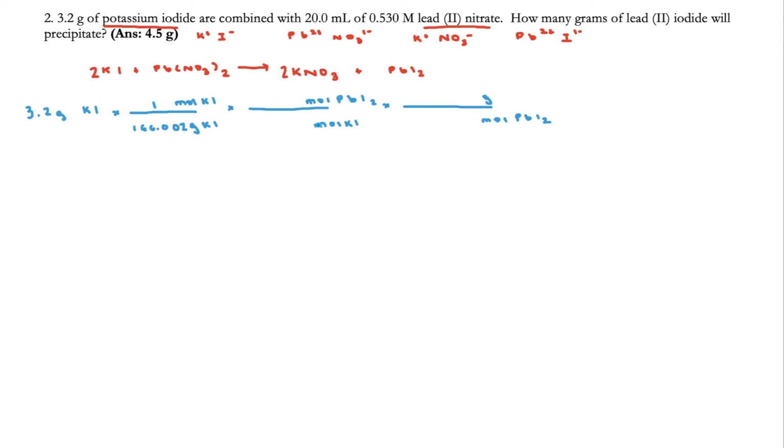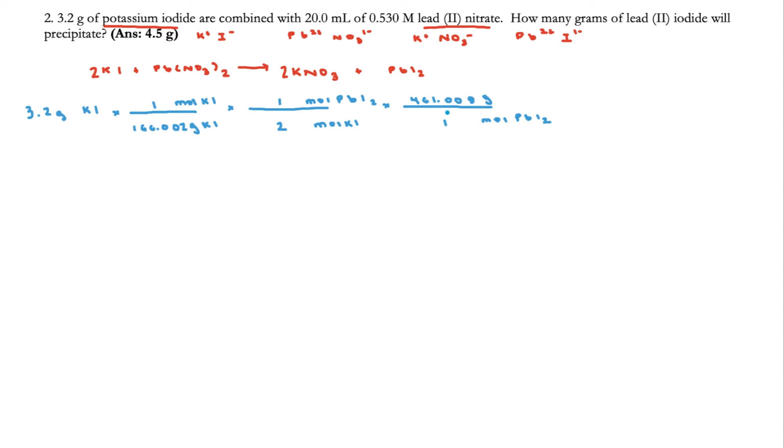Then the mole to mole ratio here, the coefficient in front of lead iodide is 1, in front of potassium iodide is 2, and then I need to know the molar mass of lead iodide. So lead is 207.2. Iodide is, as I noted, 126.904, but I've got 2 of them, so multiply that by 2. And so the molar mass of lead iodide I get here is 461.008 grams for every 1 mole.